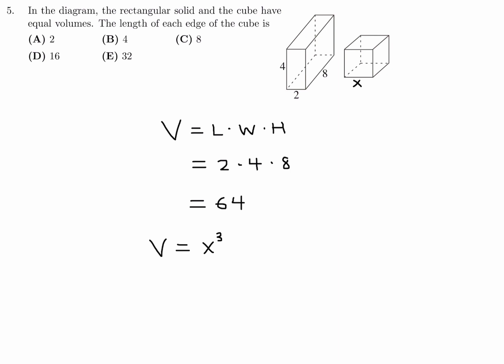And they tell you that the cube has the same volume as the rectangular solid. So the rectangular solid had a volume of 64. So the cube has a volume of 64. So therefore x to the power of 3 is 64. And therefore the cube root of 64 will be x, and that is equal to 4. So number 5, the answer is B.